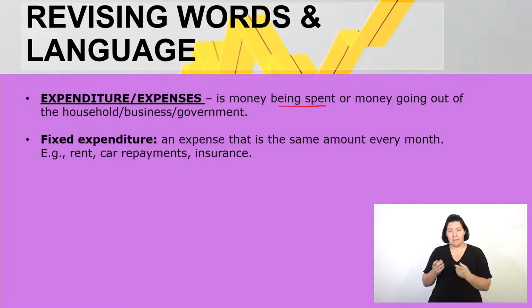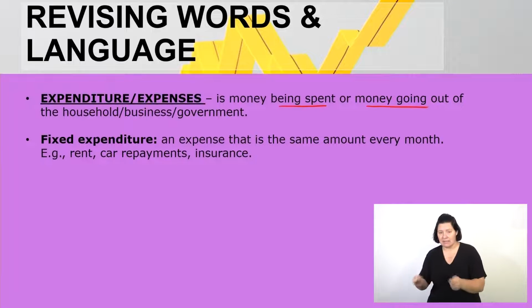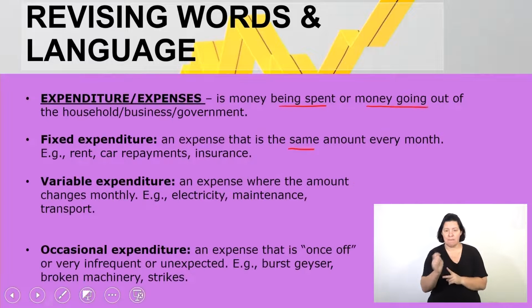Now let's move on and look at the opposite of income, and that will be our expenditure, sometimes also referred to as expenses. So what is an expense? That is money being spent or money going out of the household, the business or government. Then, first up, we have a fixed expenditure, as the word is saying. It's an expense that is the same every month, right? It's the same amount on a month-to-month basis. For example, the rent you are paying, the car repayments, or insurance.